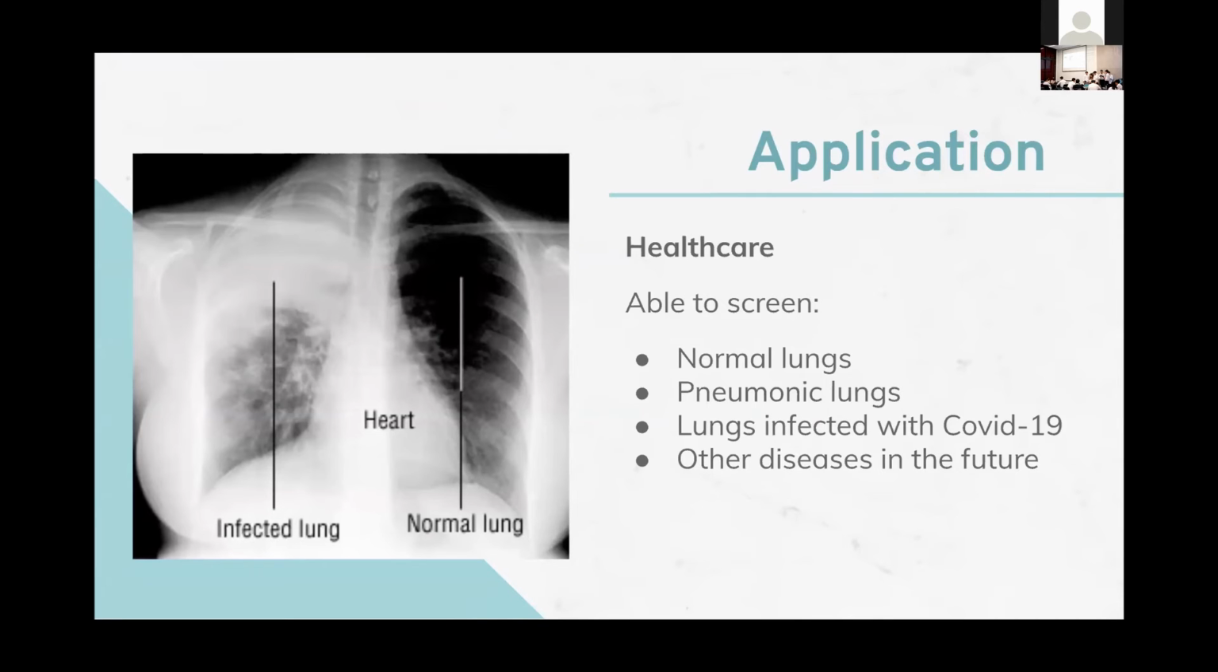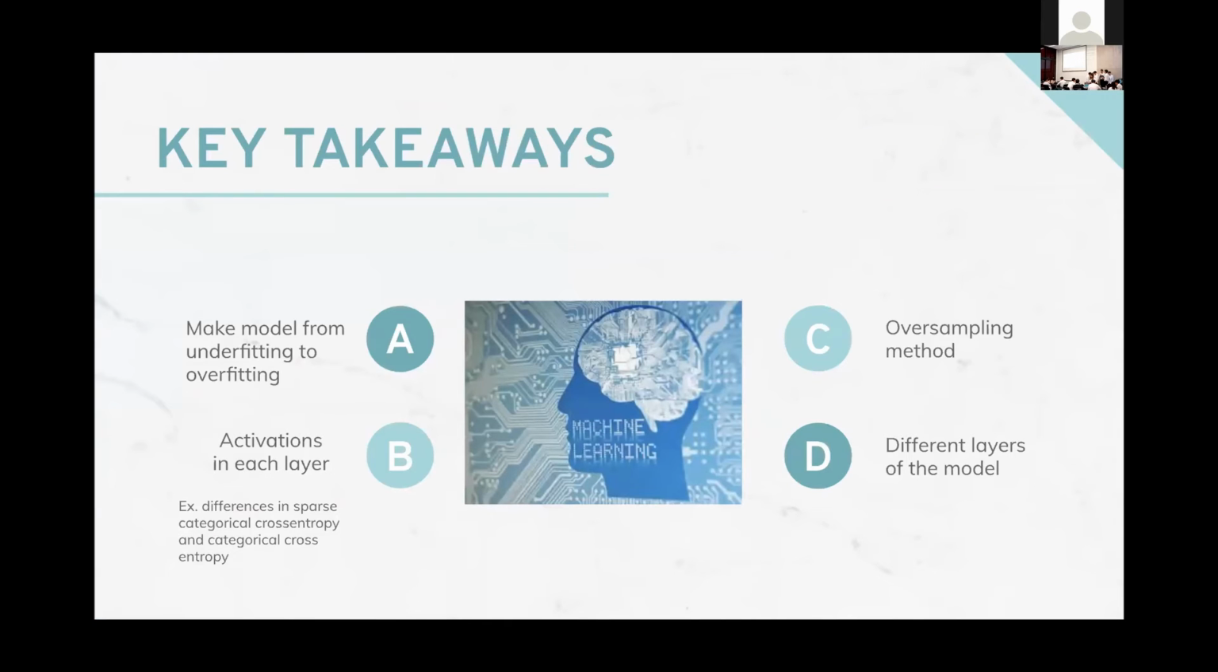So lastly, our key takeaways from this. Firstly, how to make the model go from underfitting to overfitting. Secondly, activations in each layer, such as differences in the sparse categorical. Thirdly, the oversampling method. And lastly, different layers of the model. Thank you. Are there any questions?